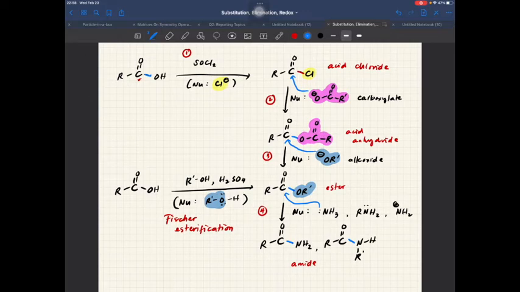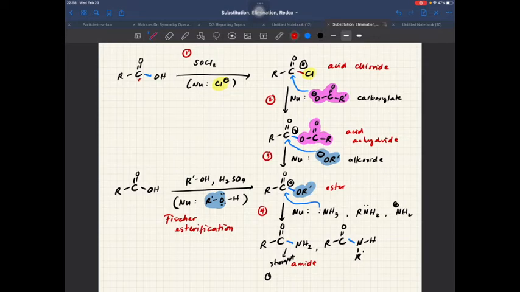So this is the strongest in terms of bond strength. This is the strongest, this is number 1. This is number 2, number 3, and the weakest. Okay, so therefore we could create nucleophilic acyl substitution reactions if we follow these steps, but never the other way around.